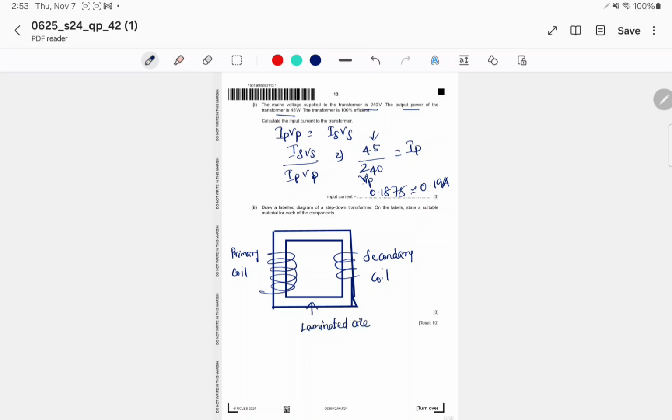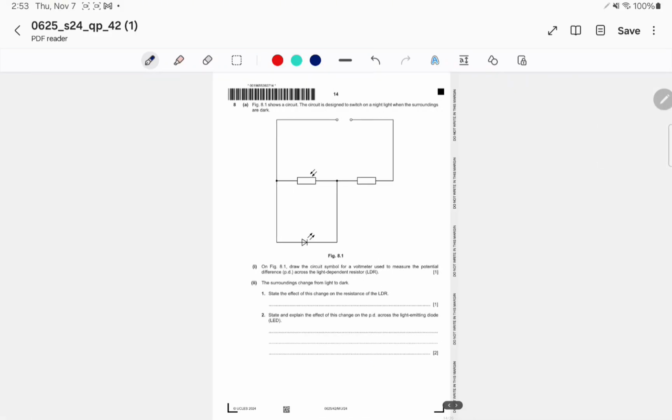They are asking about the suitable material for each component. For the coils we can use copper, and for the laminated core, soft iron. Okay, can we go to the next question?